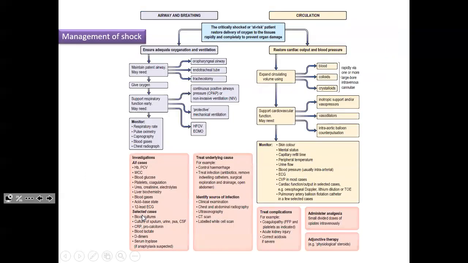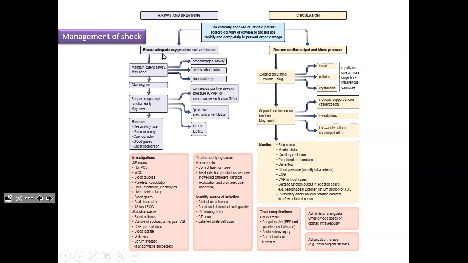Final slide. Management of shock. Not part of the block. Don't worry about this. This may seem to be a lot busy, but this is what you will be covering in year 3 blocks and in the finals, inshallah, when you are actually treating patients and seeing patients with shock. But it starts with ABC. ABC means airway, breathing, and circulation.